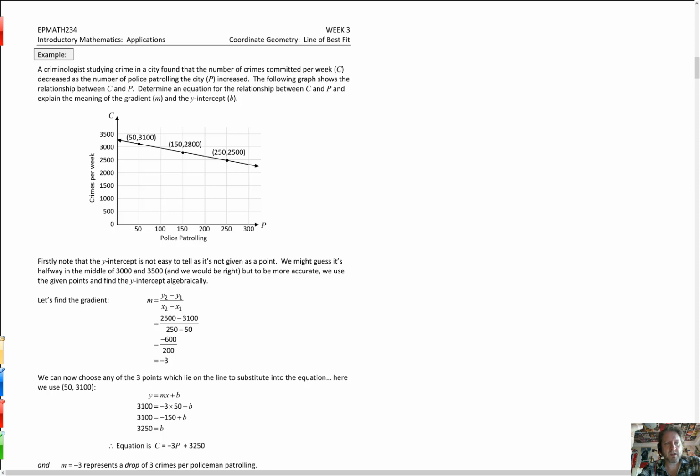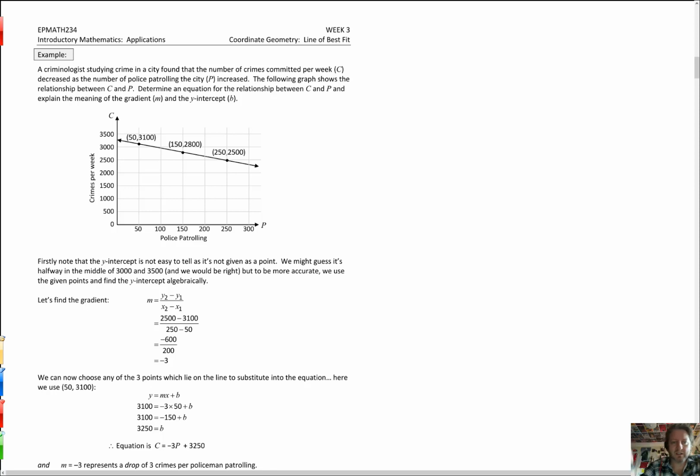Okay, crimes decreased as the number of police increased. Fair enough. The following graph shows the relationship between C and P. Determine an equation for the relationship between C and P and explain the meaning of the gradient M and the y-intercept B. Okay, so this is again just like last week, find the equation of a line.